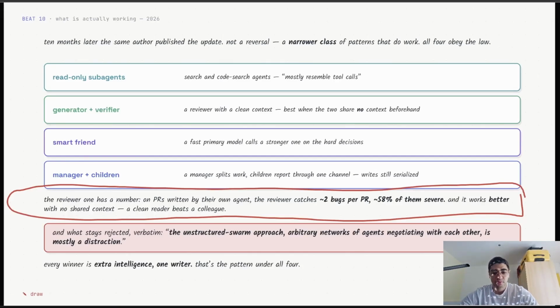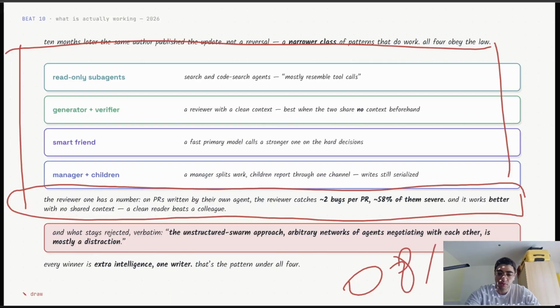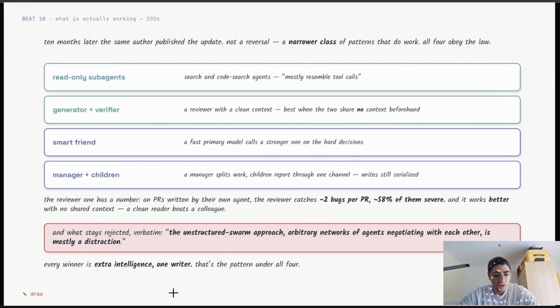So yeah, always keep in mind, these are the 4 winners that we have until today. We are in August 2026. And I would always tell you to follow these patterns. Everywhere, a winner is extra intelligence and one writer. That's the pattern under all 4. You have one agent that's doing the writing, not all of them, and maybe extra intelligence on the verification, maybe on having the smart friend. You call one that's stronger to do a certain task, but always keep that one writer. That's the common theme between all of these patterns.